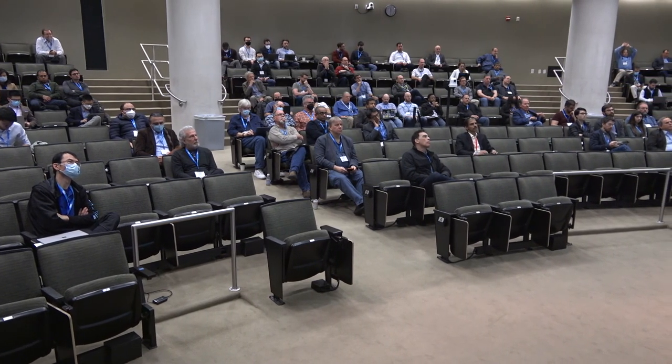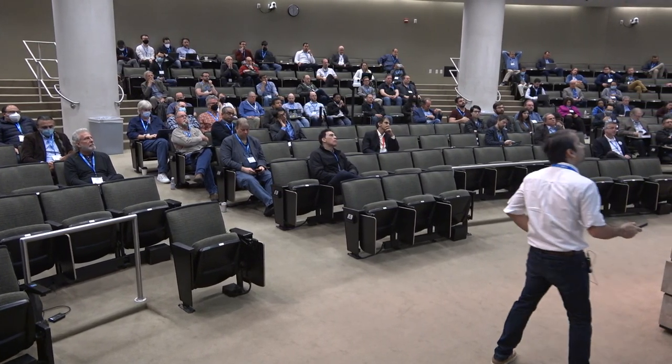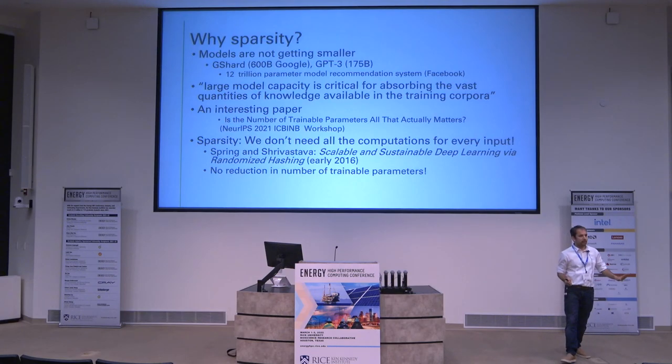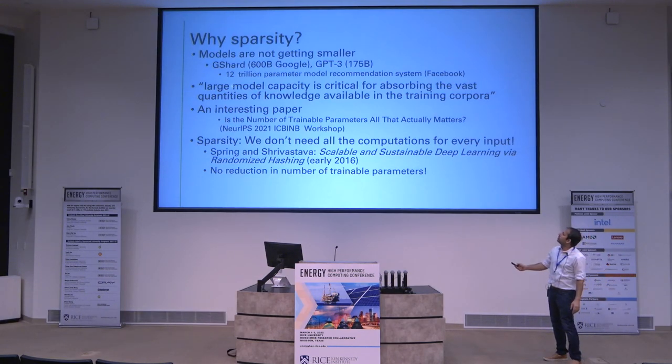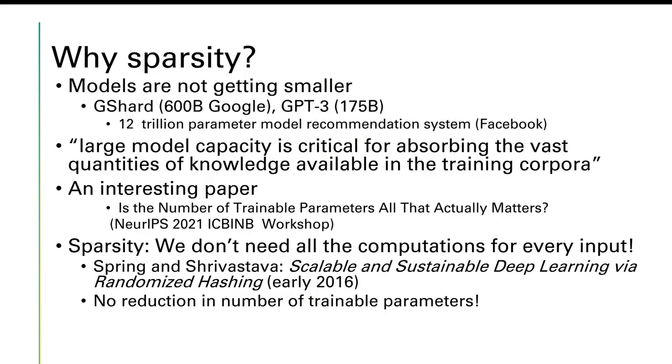So why sparsity? Before we get into why sparsity is considered one of the hopes for the future of AI, it's because the models are not getting any smaller. We have GShard, we have GPT-3, then there were Facebook's reported 12 trillion parameter recommendation system models, and people are already into trillions of parameters.